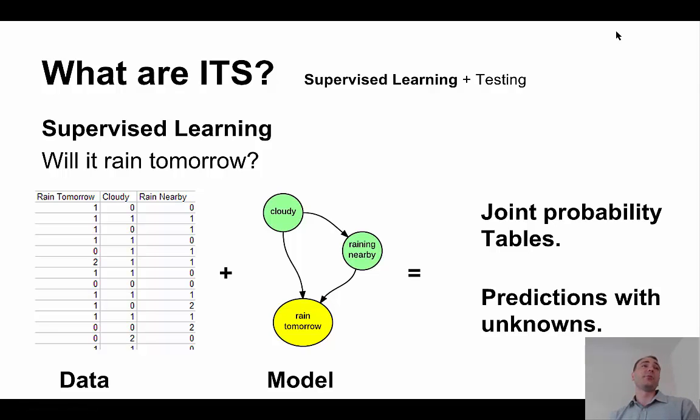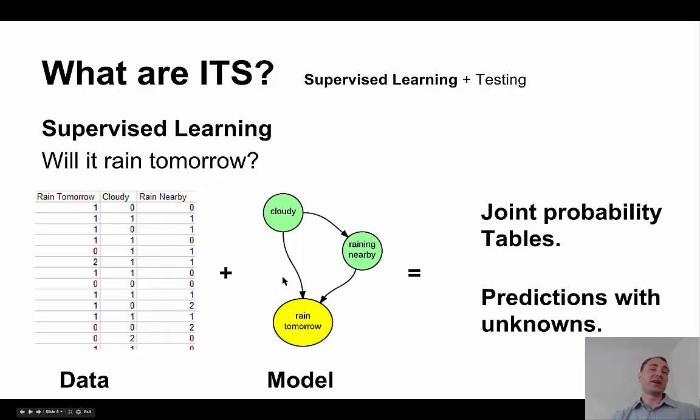So what are integrated testing strategies? This is the big idea. This is what we want to create. Essentially, we have two parts to an integrated testing strategy. First, we have what is ideally a perfect supervised learning model. We want a model that takes a whole bunch of data. In this case, we're taking data for rain tomorrow, and we want to create a model that perfectly predicts that, or at least predicts it pretty well.